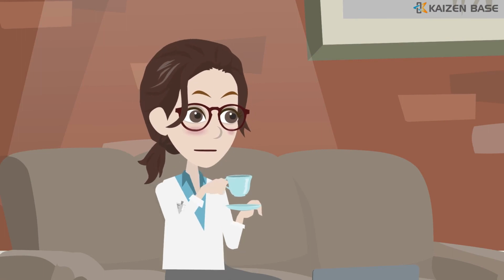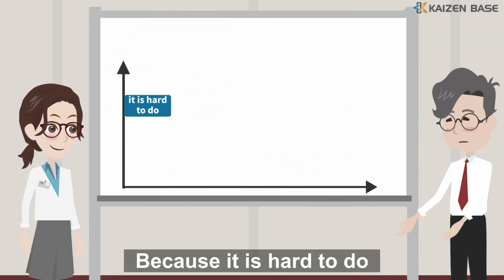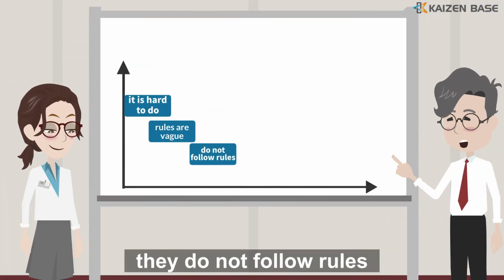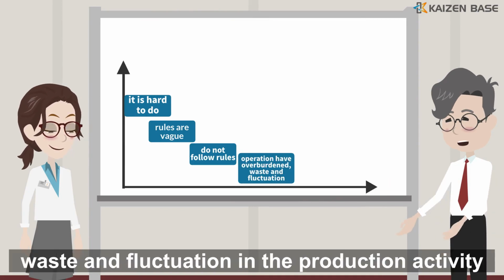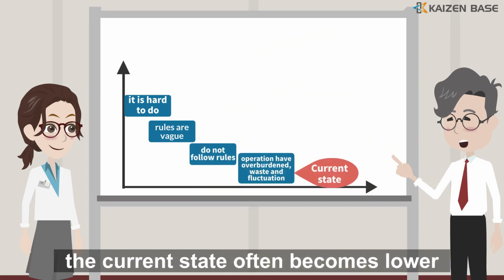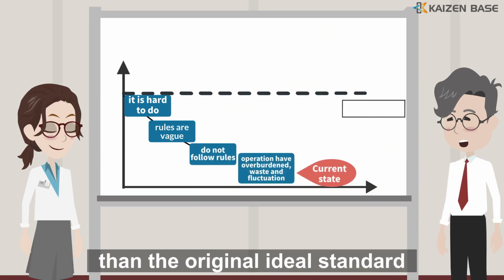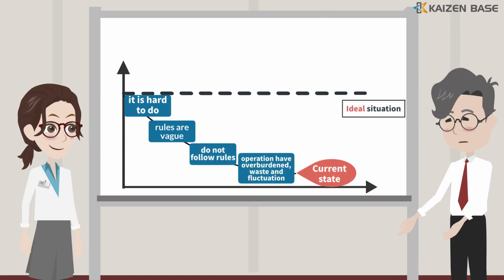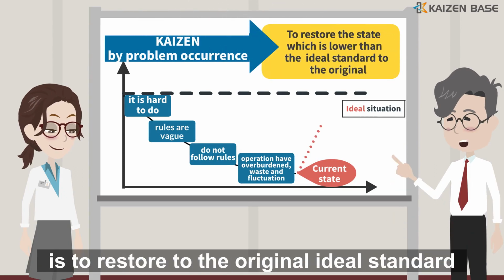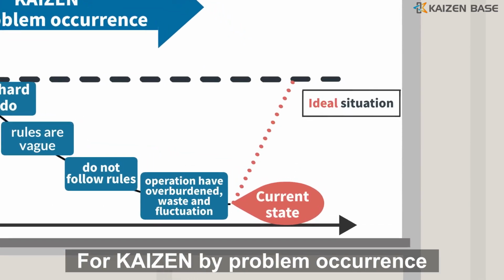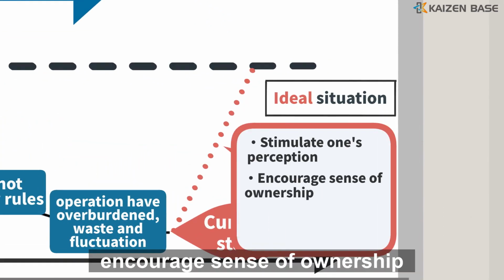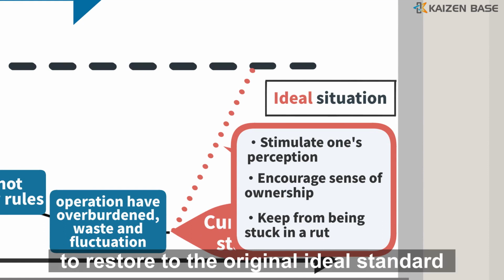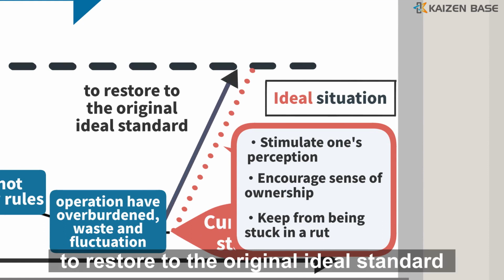Sure. Because it is hard to do, rules are vague, they do not follow rules, and operation having overburden, waste and fluctuation in the production activity, the current state often becomes lower than the original ideal standard. Kaizen by problem occurrence is to restore to the original ideal standard. For Kaizen by problem occurrence, you stimulate one's perception, encourage sense of ownership, keep from being stuck in a rut to restore to the original ideal standard.